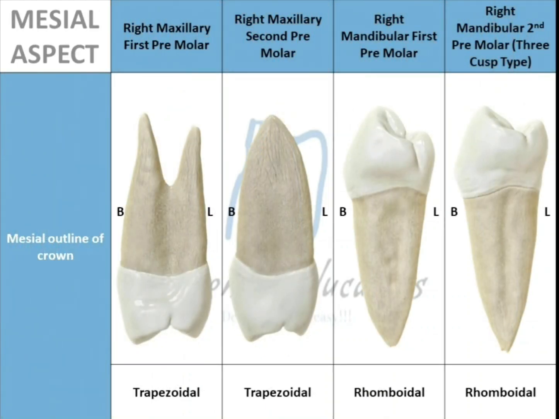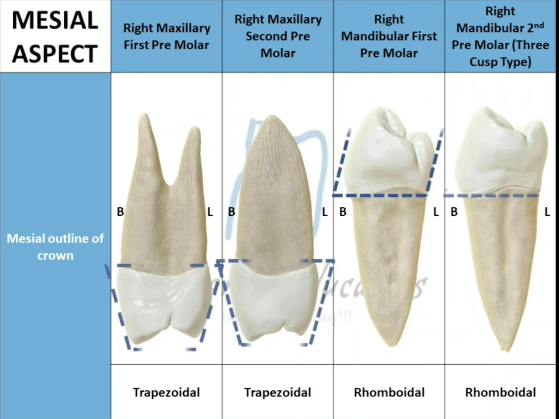Further, on observing the crowns from the mesial aspect, the general outline of the crown for maxillary first premolars is trapezoidal. Similarly, the crown shape for the maxillary second premolars from the mesial aspect is trapezoidal. But on observing the mesial aspect for the mandibular first premolar and mandibular second premolar, the general outline of the crown is rhomboidal in shape, as can be observed in the images below.